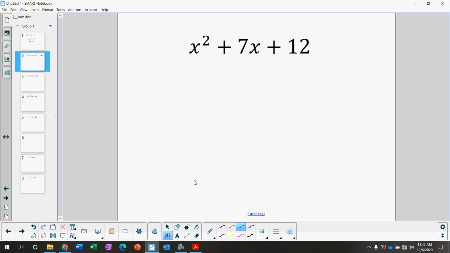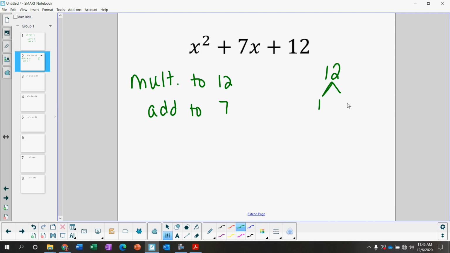So we have x squared plus 7x plus 12. So we're multiplying to 12, and we're going to add to 7. Now the 7 is positive, so that tells me I'm going to do positive times positive for this 12. If you weren't sure, you could check your negatives times negatives as well. So if I'm looking at things that multiply to 12, I have 1 times 12, but that adds to 13. 2 times 6, but that adds to 8. 3 times 4, that adds to 7. So 3 and 4 are the numbers I'm going to use.